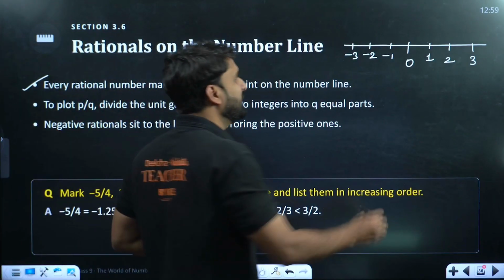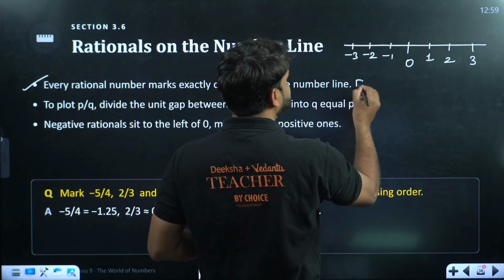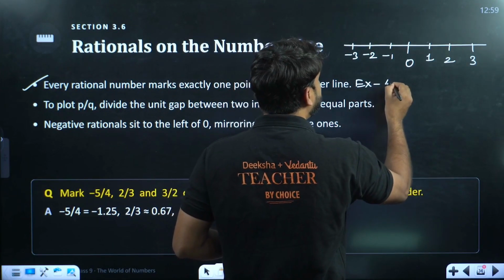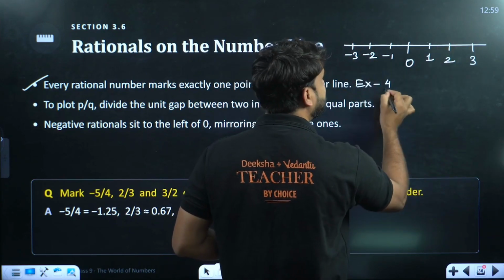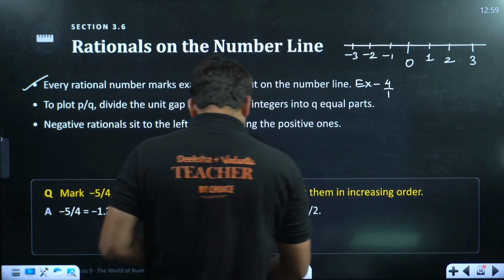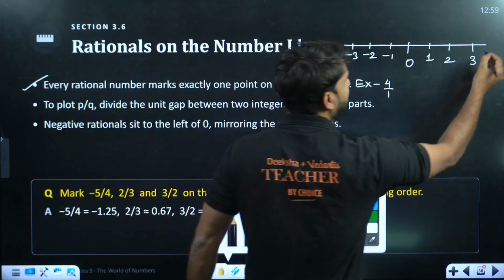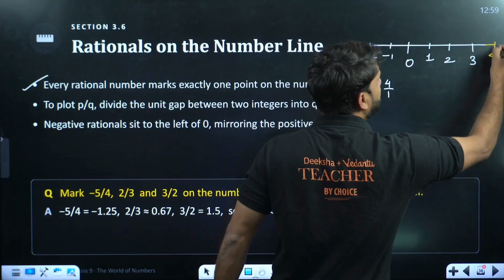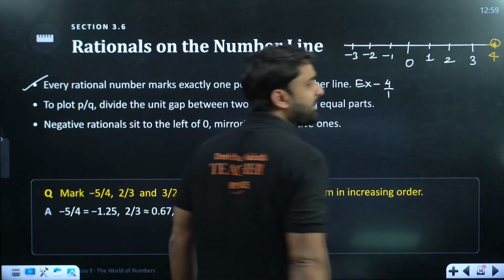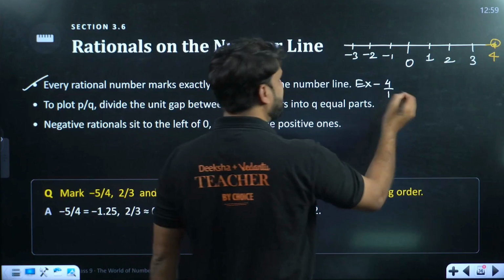For example, if I ask you to represent 4 on the number line, 4 means what? 4 by 1. So what will be the representation of 4 by 1? It will be here, somewhere here. This will be 4 by 1, meaning 4.